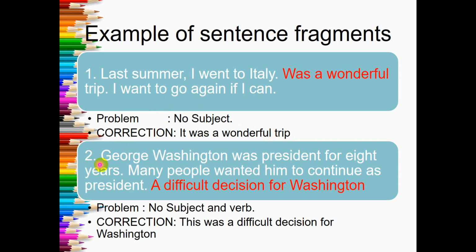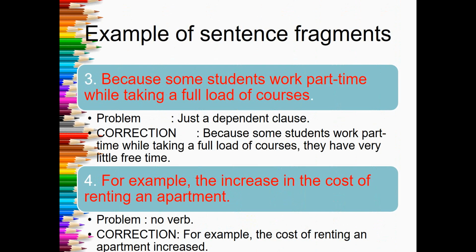Second example: "George Washington was president for 8 years. Many people wanted him to continue as president. A difficult decision for Washington." This is only a phrase. So what can we do? We need to add a subject and a verb. So it becomes: "This was a difficult decision for Washington." We have to make the sentence complete.